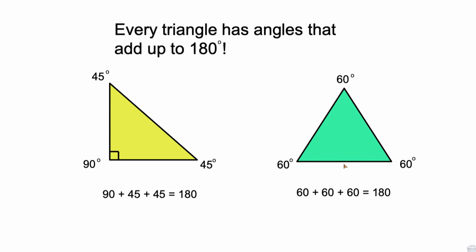If we look over here at this equilateral triangle, we see that every angle is 60 degrees. When you add up 60 plus 60 plus 60, you get 180 degrees. So no matter the triangle, all the angles are going to add up to 180 degrees. That is just a cool fact about triangles. They're all 180 degrees when you add them up. So if we're missing an angle, it's actually pretty easy to figure it out if we know that they all add up to 180. Let's look at some examples.